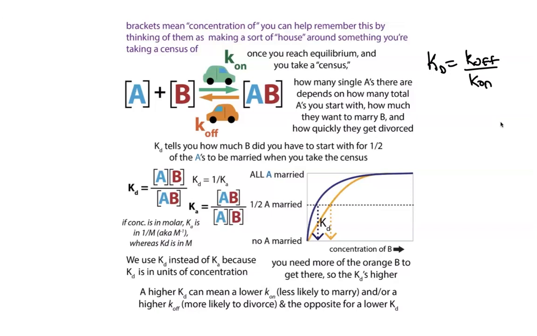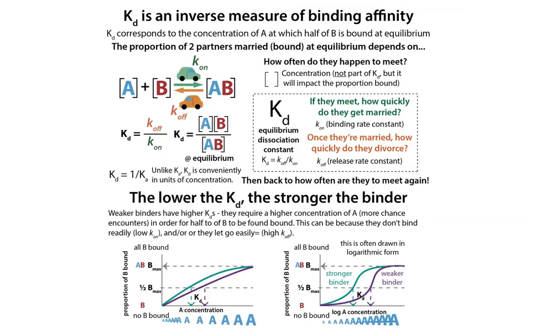And it's this constant, this equilibrium constant, where after equilibrium, instead of defining KD in terms of our rate constants, we can define it in terms of our concentrations. So we can say the concentration of free A times the concentration of free B over the concentration of the bound AB. So we found that the KD is going to be the concentration of one partner at which half of the other partner will be bound at equilibrium.